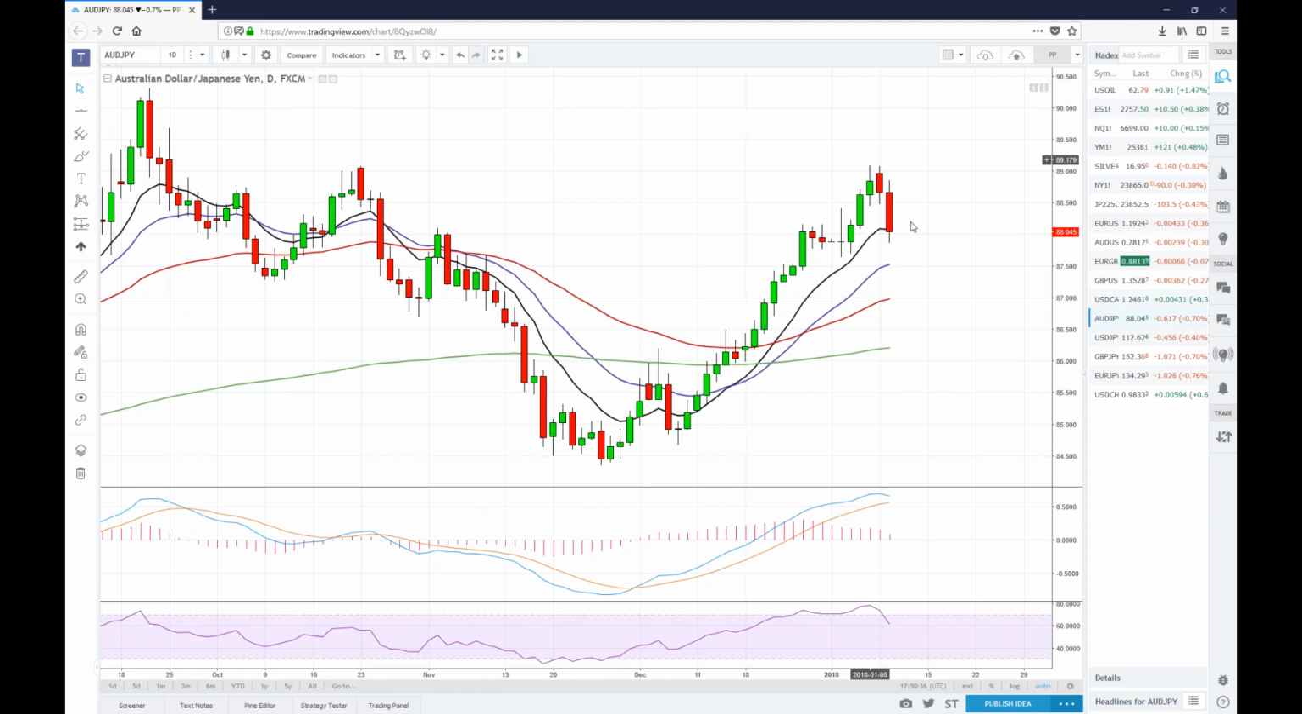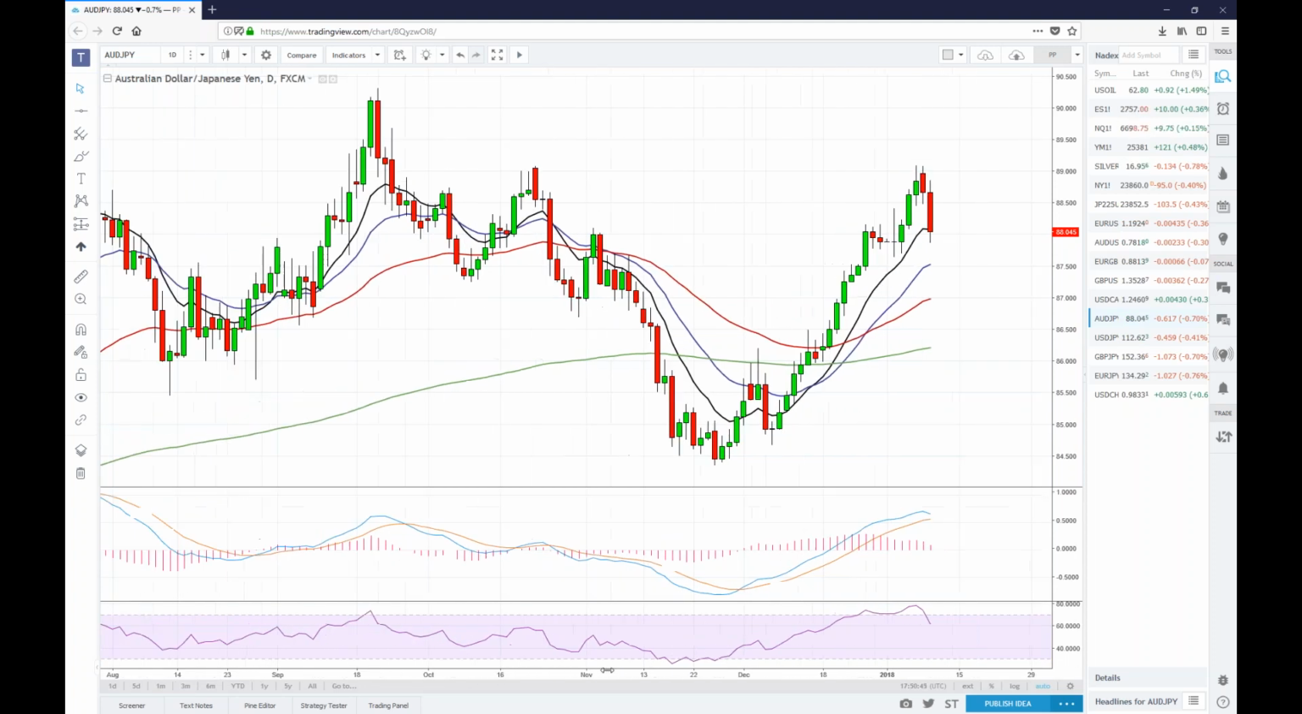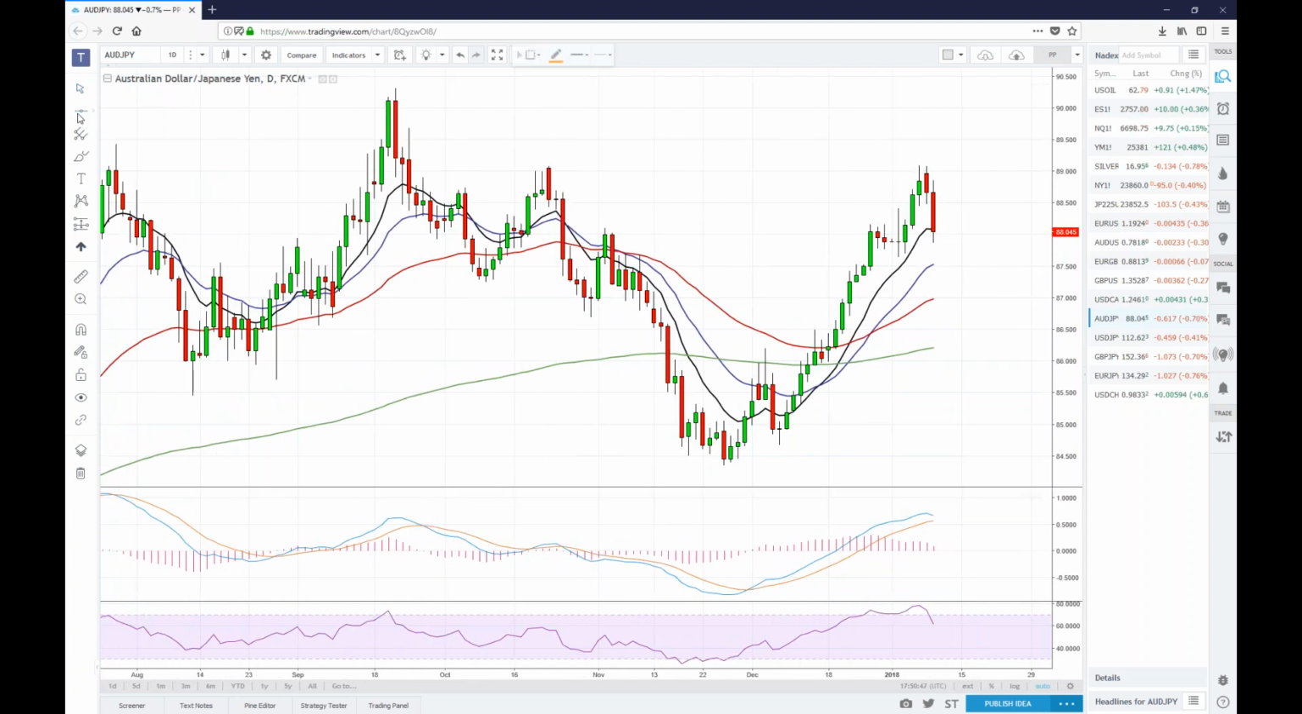Aussie against the Japanese yen. Once again, pulling back. Beautiful trend here. Strong trend. Nothing wrong with this market here so far. Let's zoom out a little bit and have a look here at where those levels might be.